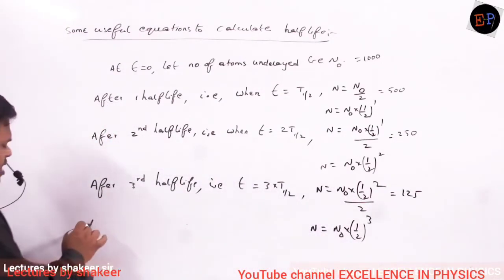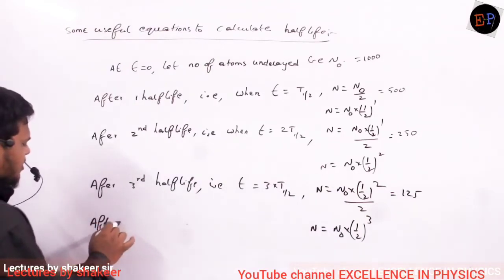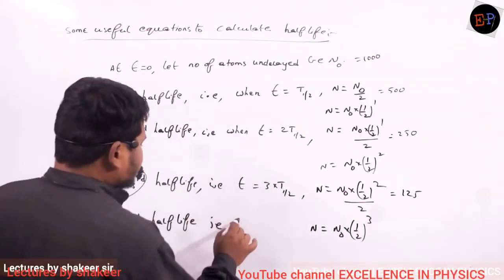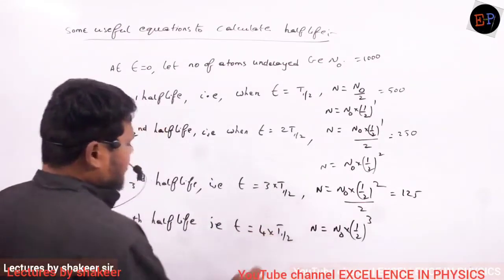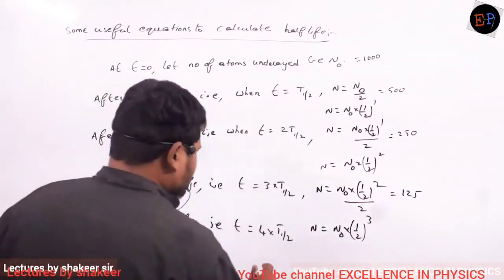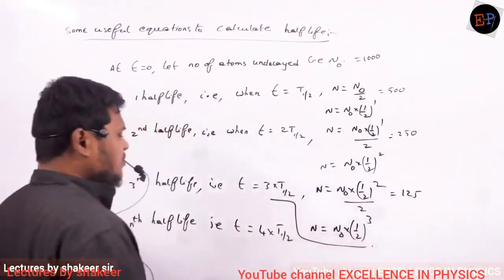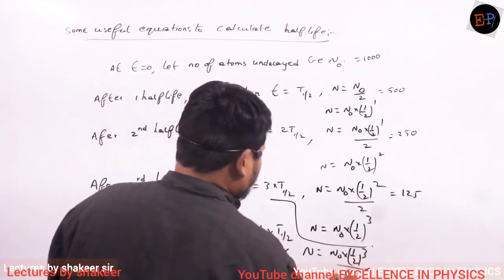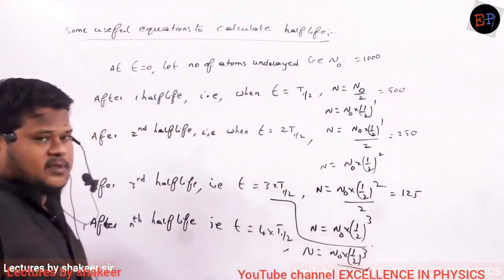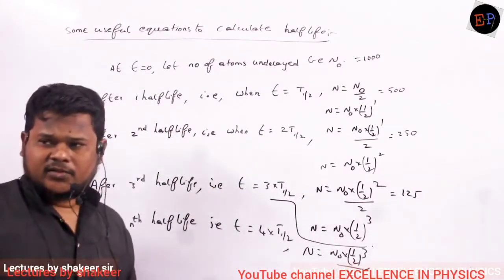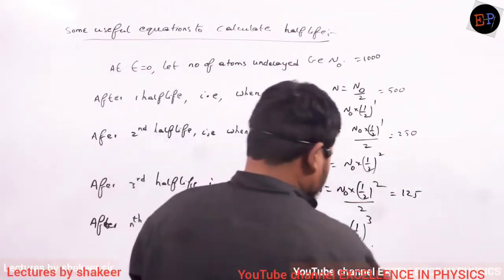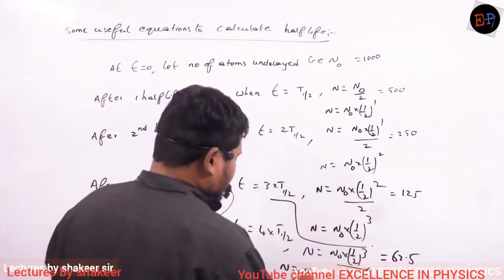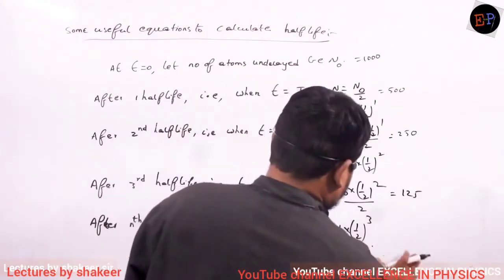Clear, no? So therefore, after the nth half-life, that is how much time? For the fourth, time is equal to 4 into t half. Okay, how can I calculate? N is equal to N0 times (1/2) whole cube, divided by again 2, again half. So again, 125 divided by 2, approximately 62.5. Clear, no? So therefore N is equal to how much? N0, no, after n we are writing, no? So this will stop here.